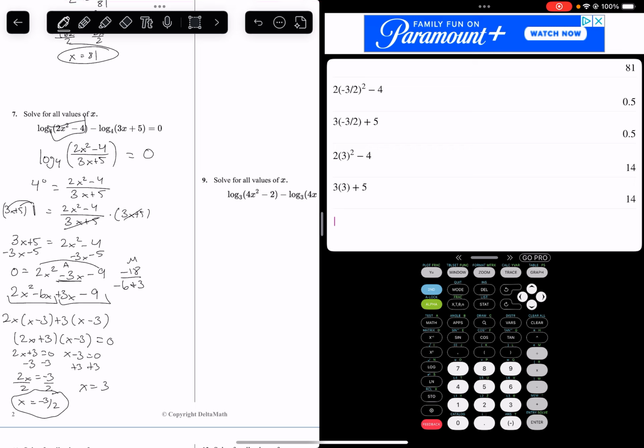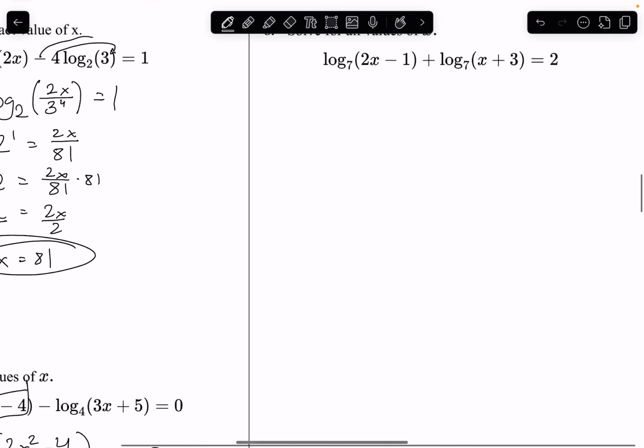And it works there as well. So these are our two solutions to this one. All right, let's try number 8.